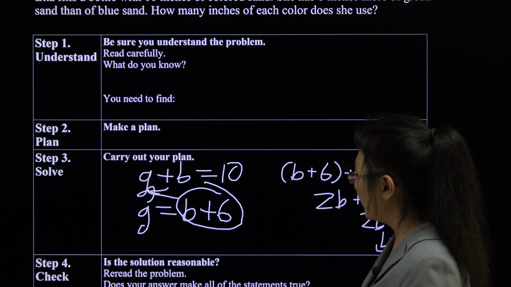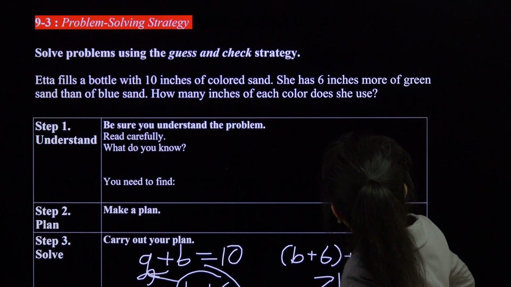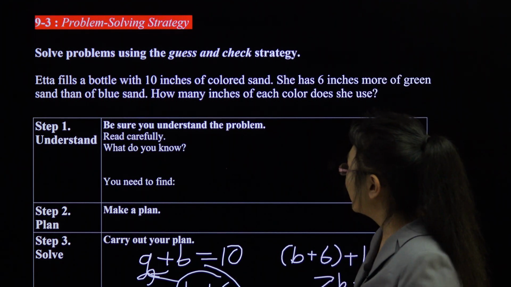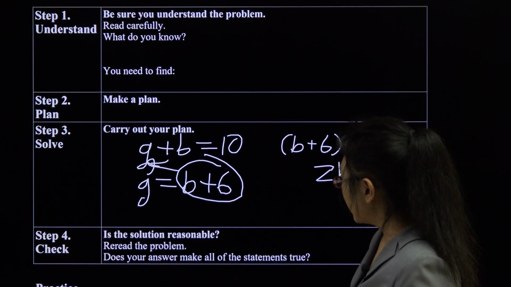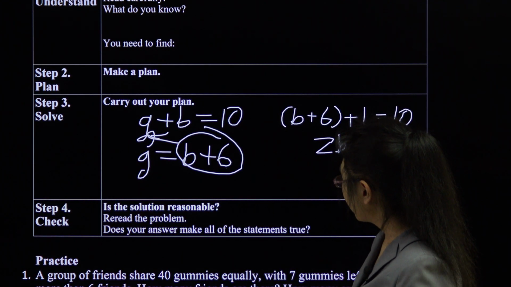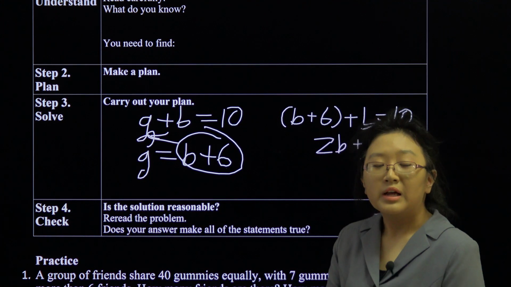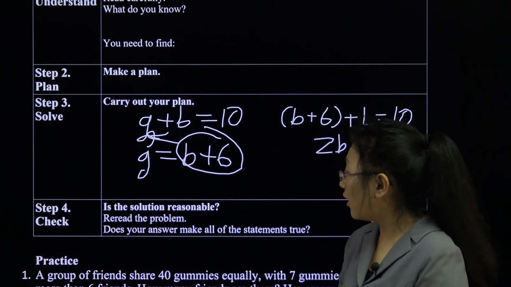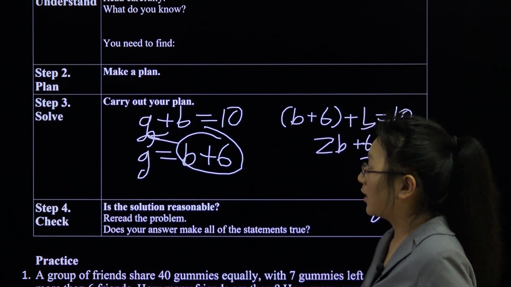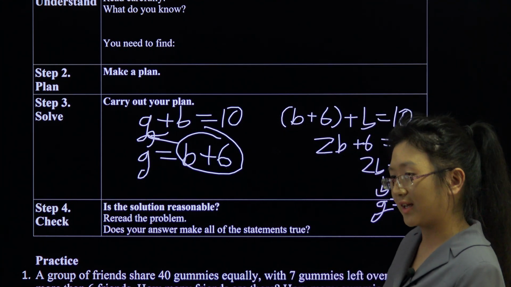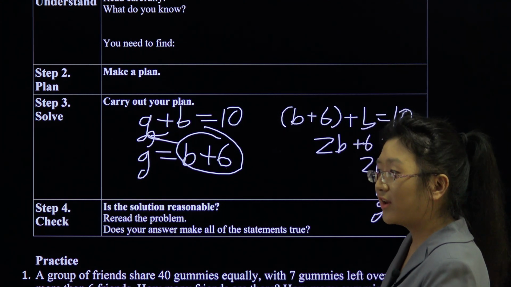Is the solution reasonable? Yes. Reread the problem. Etta fills a bottle with 10 inches of colored sand. She has 6 inches more of green sand than of blue sand. How many inches of each color does she use? Does your answer make all of the statements true? Yes, it does. Oh yeah, and by the way, green equals 8. Usually a very good way to check a problem is to solve it 2 different ways, which we just did. We kind of did a little bit of guess and check back there without writing down anything. Anyhow, moving swiftly on to the practice.